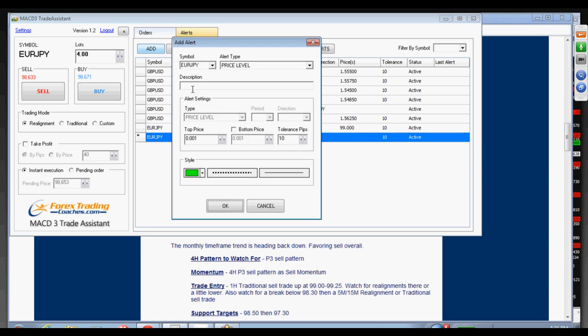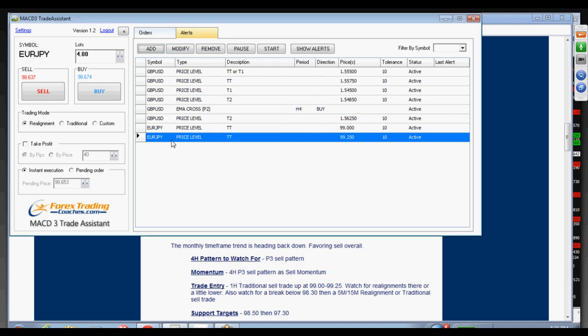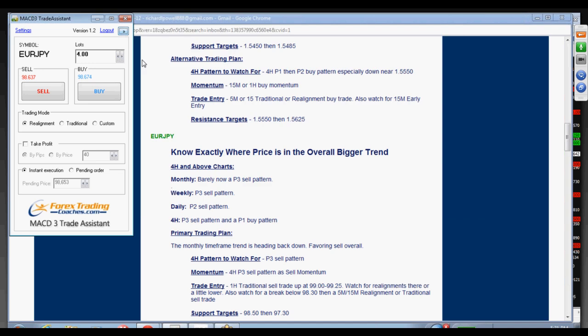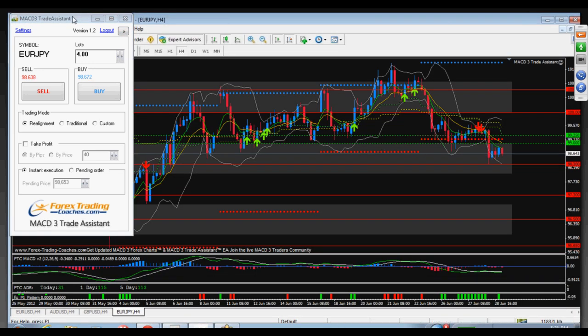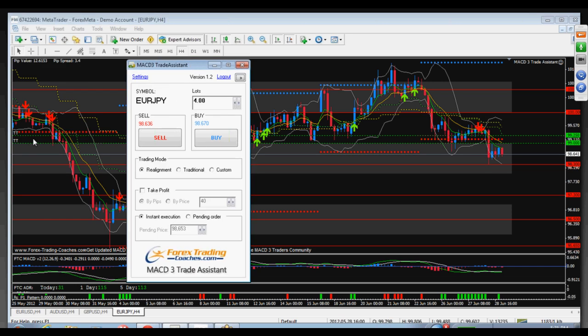I add another traditional trade target, and that is at 99.25. So I've got my traditional targets there, and you can see that we've got the traditional targets right here, TT, and that one you can't see behind it, but it's also TT on the EJ.